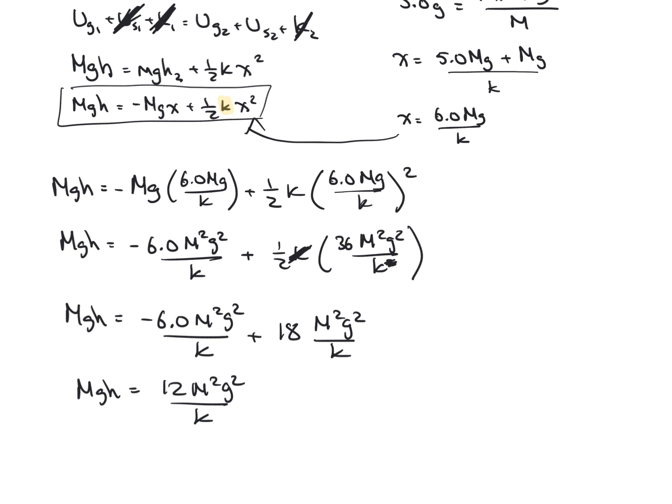And now we'll isolate for k. So multiply both sides by k and then divide both by mgh. So like m and g cancel with one of the m's and one of the g's. So it'll be 12 mg over k. No, wait, over h. All right, so I think that's it. I think that's the answer.